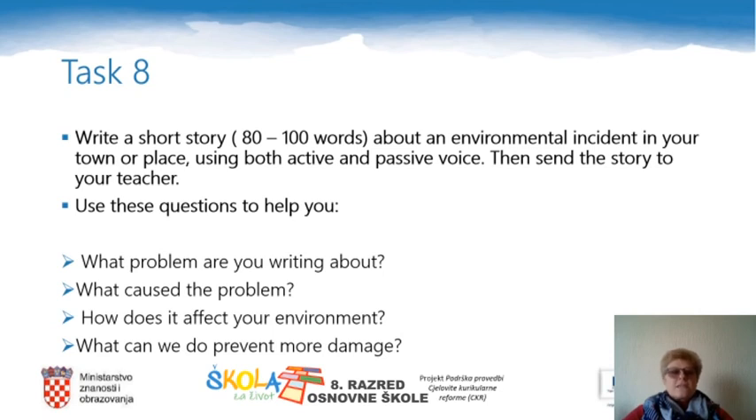Our last task in today's lesson is to write a short story. Please write a short story between 80 and 100 words about an environmental incident in your town or place, using both active and passive voice. Then send the story to your teacher. Here are some questions that might help you. What problem are you writing about? What caused the problem? How does it affect your environment? What can we do to prevent more damage?